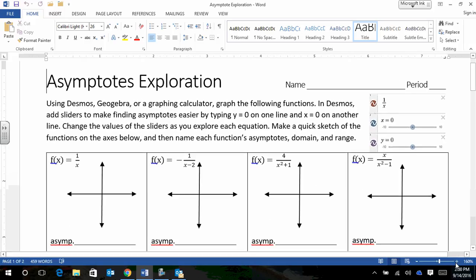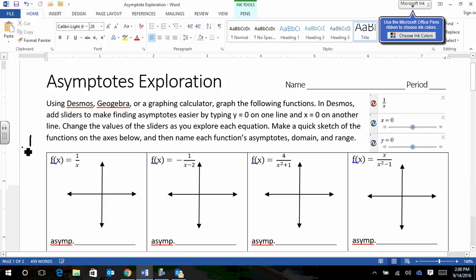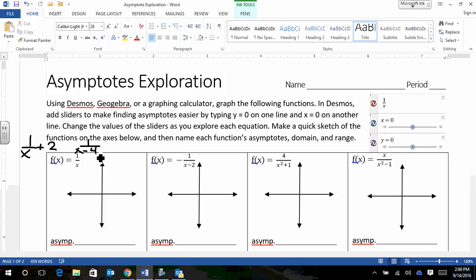We did things like graphing 1 over x, and then we graphed things like 1 over x plus 2. And what did that do to it? Up 2. And then we did 1 over x minus 4. And what did that do? Right, 4. And we remember seeing those and working with those. And then we did a negative 1 over x. And it reflected it, right? Okay, so we did all of those kinds of things.